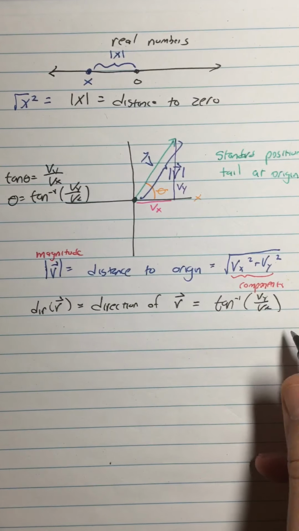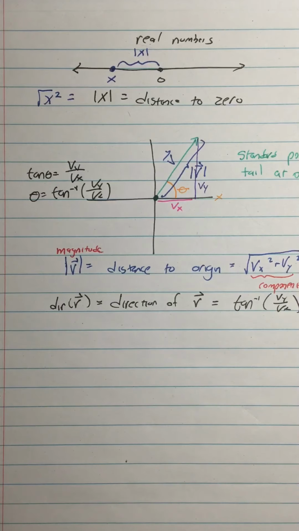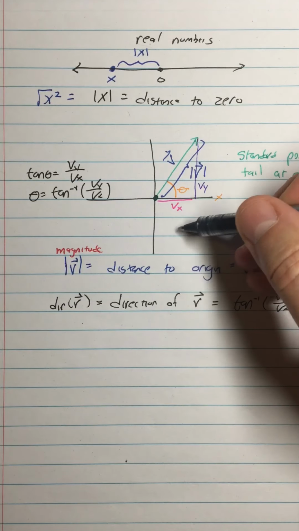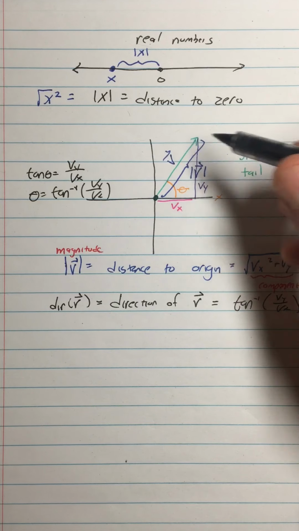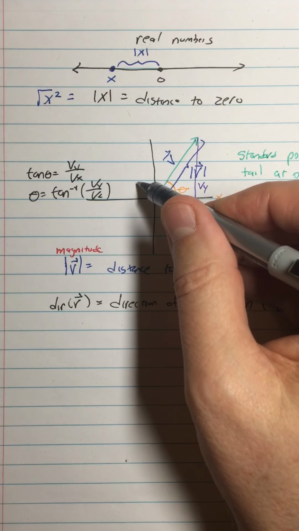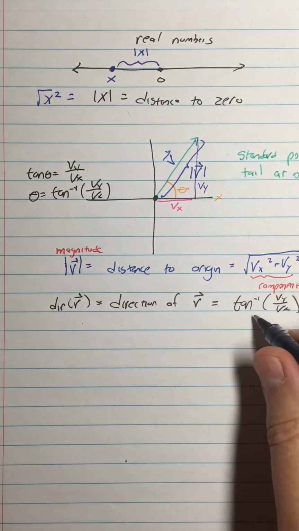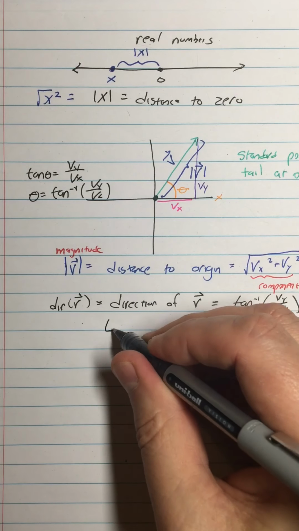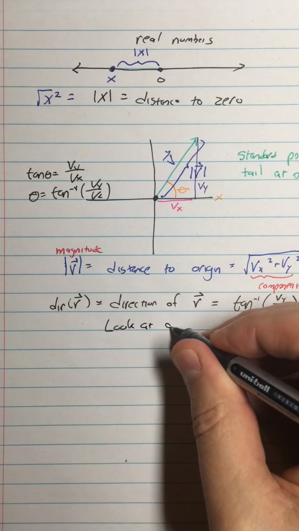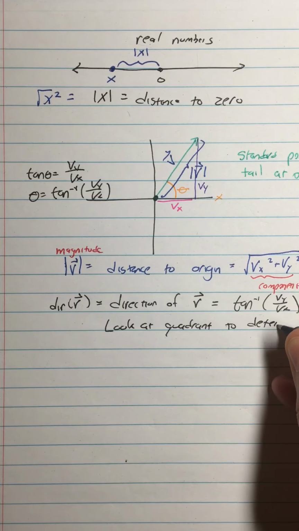Okay, but you have to be careful because when we go from tangent to inverse tangent, tangent has a restricted domain. So that means that the inverse tangent you're going to get out of that is only ever going to be between negative pi over 2 and pi over 2 radians. But sometimes we want to say that the theta is over here, so we want to say that the theta is greater than pi over 2. So with the proviso here that you need to look at the quadrant to determine theta. And we'll see examples of this.